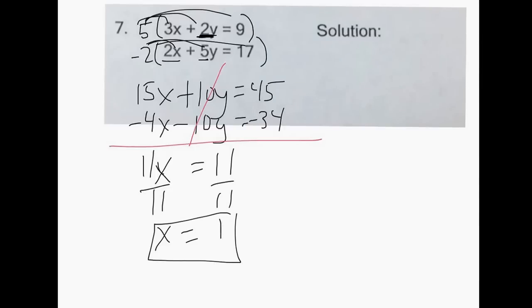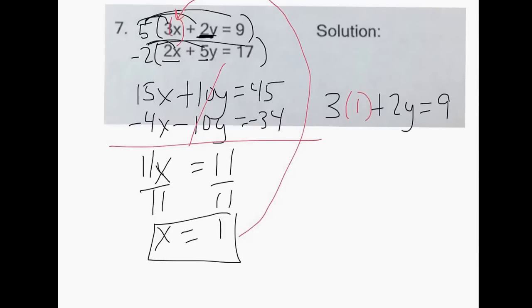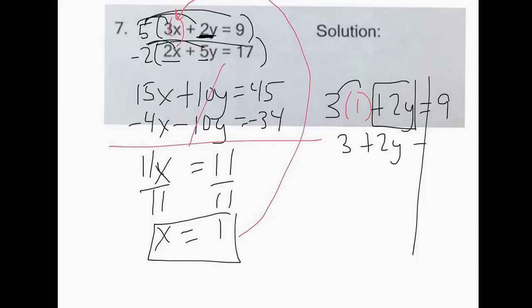Now I'm going to take that and plug it back in. Just plug it in right there, and for any of the x's really. So this will be 3, and instead of x I put in a 1. Keep everything else the same. Plus 2y equals 9. Draw my line down, solving for this guy. Single rainbow, 3 times 1 is 3. Bring down plus 2y, bring down equals 9.